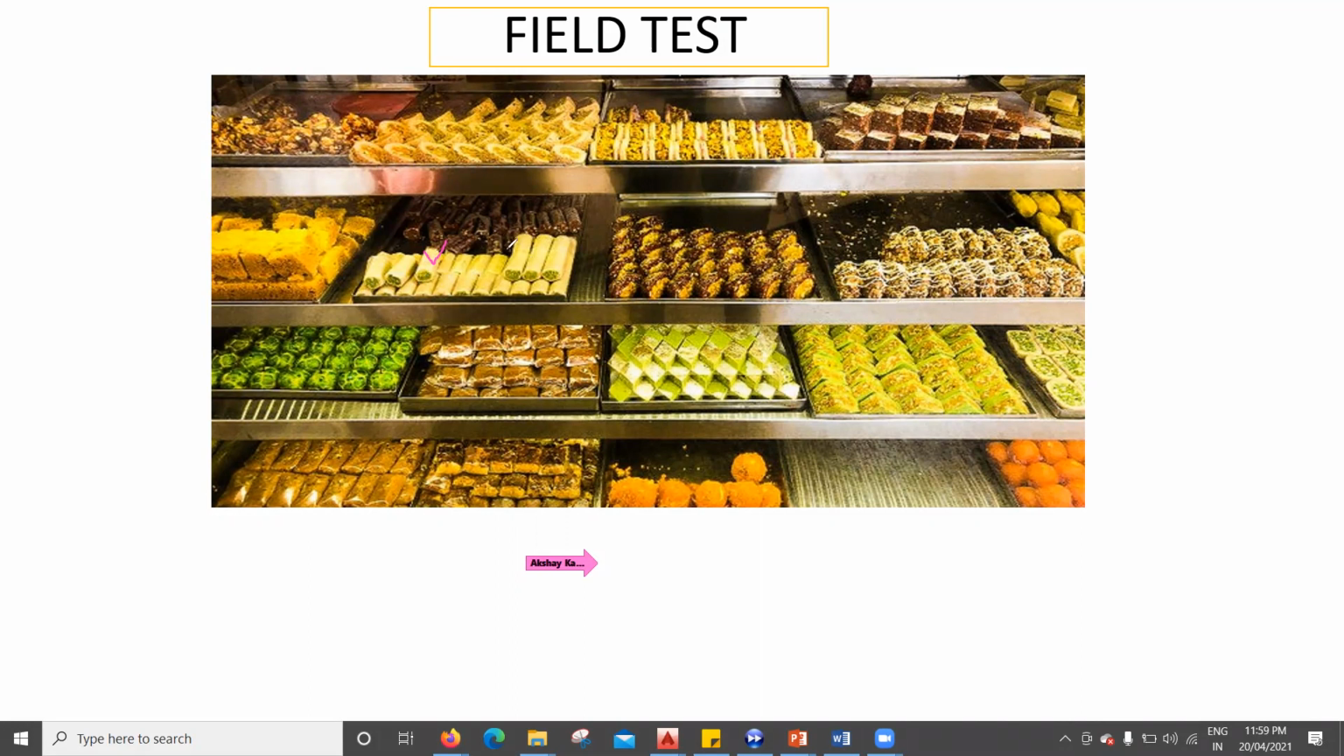One sweet is going to give an idea whether the sweet is fresh or not, whether it was prepared on the previous day or on the same day, or whether it is old, let us say they are trying to sell us a sweet from 3 or 4 days before. So we're getting a raw idea. In the same way, in the field test also we do the same thing. Let us see what we do in the field test.